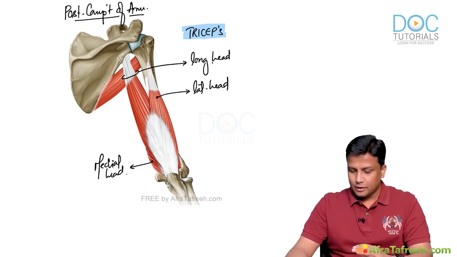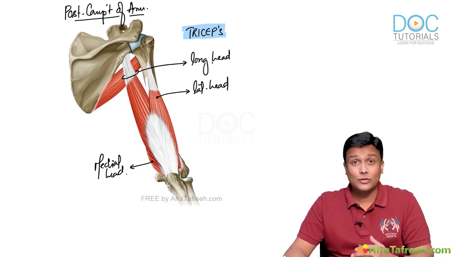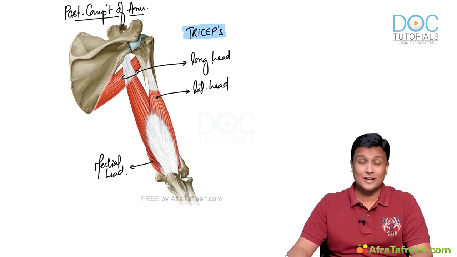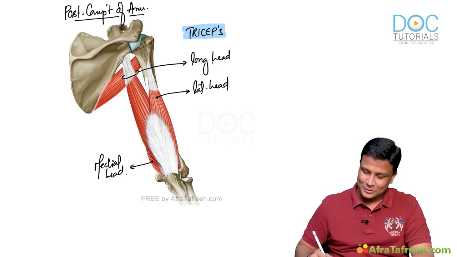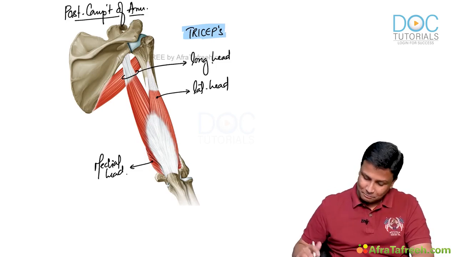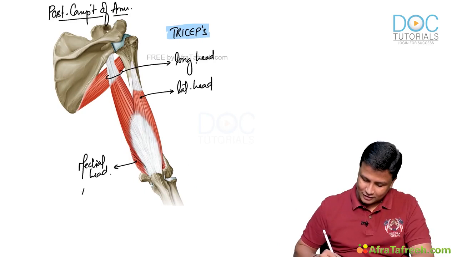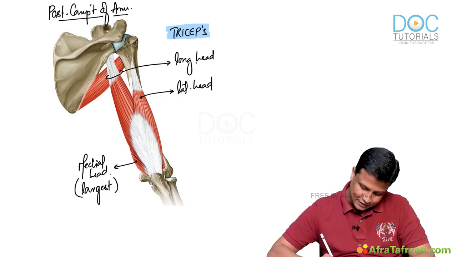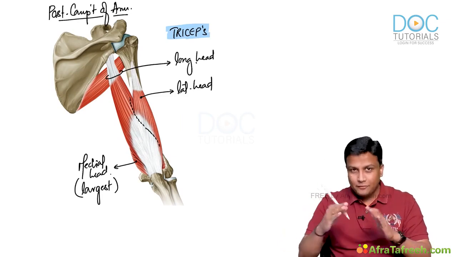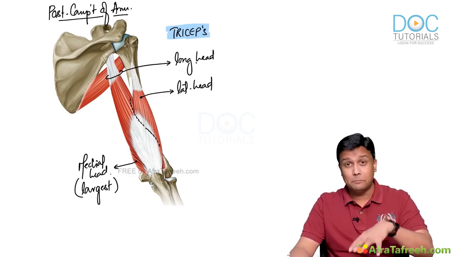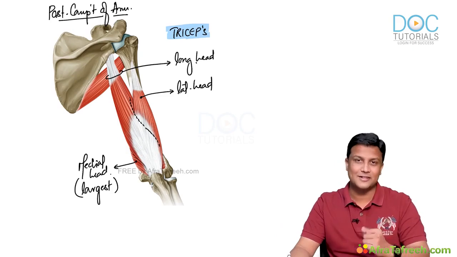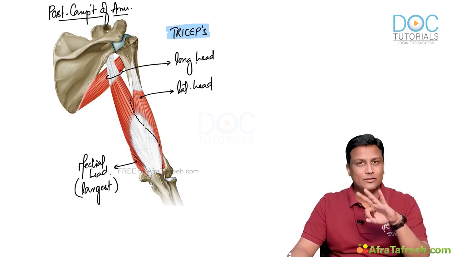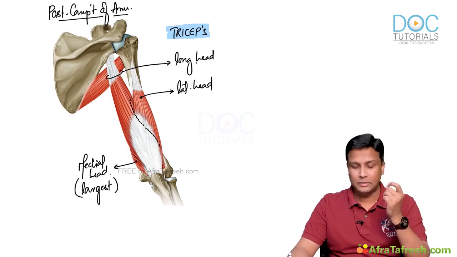Now one important thing to note down here is, out of these 3 heads, which is the largest one? Even though in this diagram you're able to see only a small part of it, remember the medial head is the largest head of triceps. You're not able to appreciate it in this diagram. To see that, you have to cut from here along the spiral groove, then reflect the lateral head and the long head. Beneath that you'll be able to see the largest one, the medial head. So triceps has 3 heads, the long head, lateral head and medial head. The medial head is the largest one.